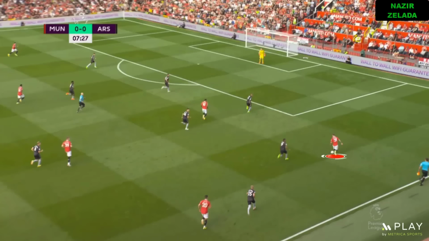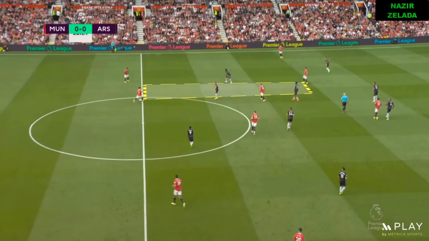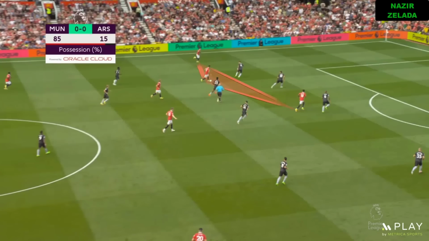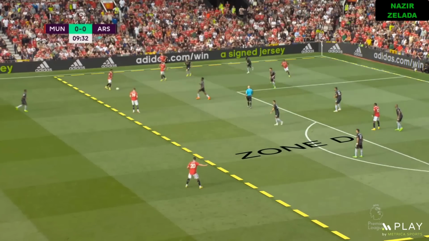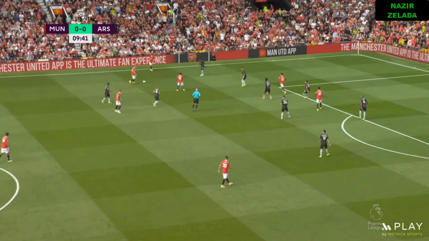Also, when United had the ball in Zone B, Bruno Fernandes was important, because he was always trying to detect spaces to create passing lines and receive the ball in Zone C. In this zone, the creation of triangles to break Arsenal's defensive line was important.